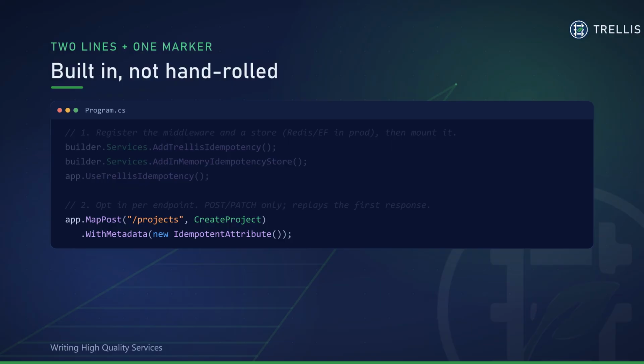Marked ones get the full reserve, replay, and conflict handling for POST and PATCH, because PUT and DELETE are already idempotent. You never hand-roll a cache in your handler. The standard semantics are the middleware's job.